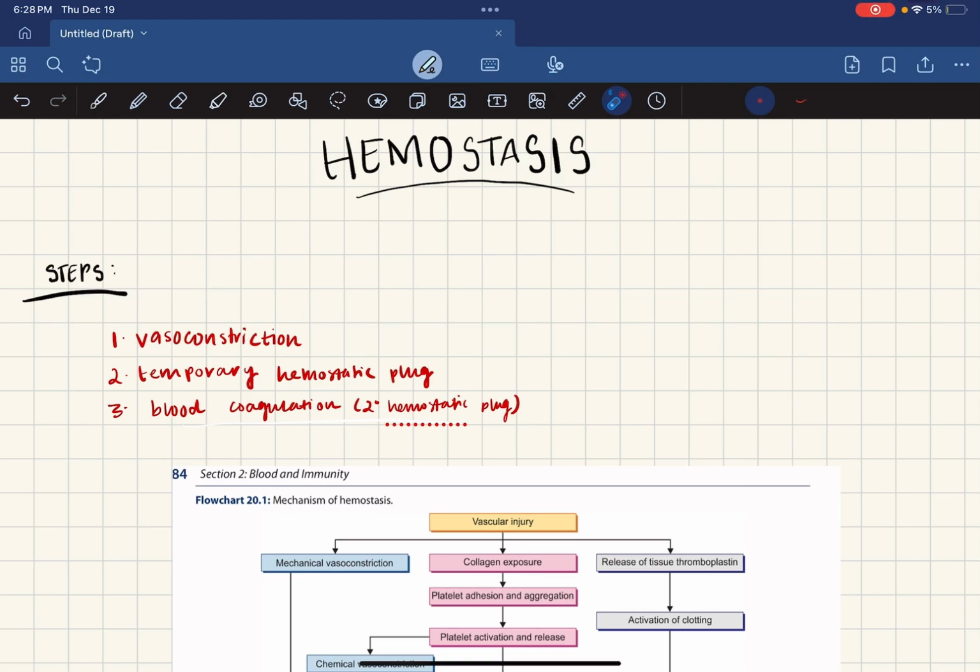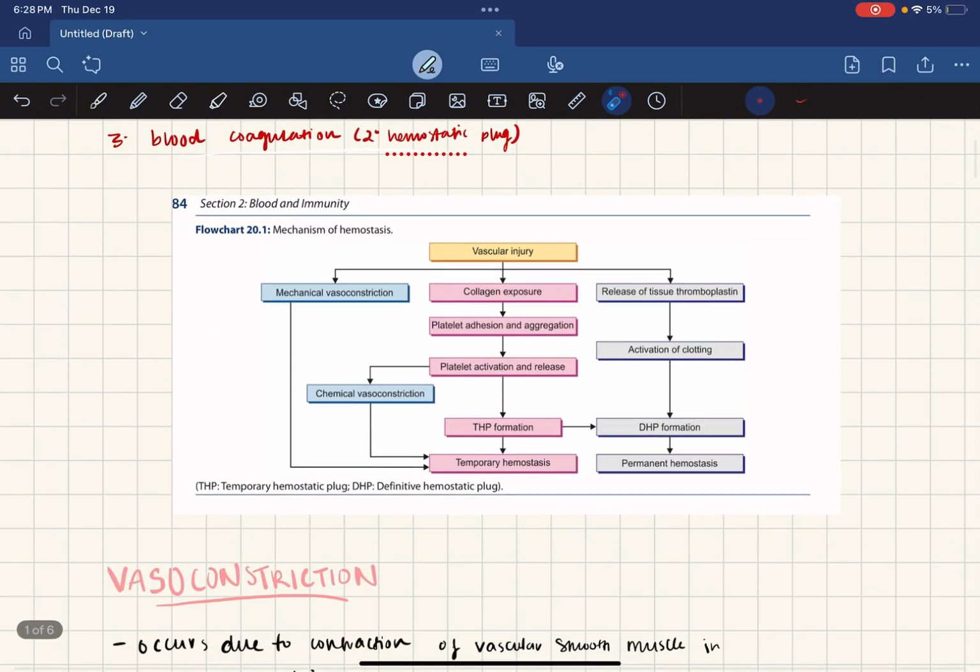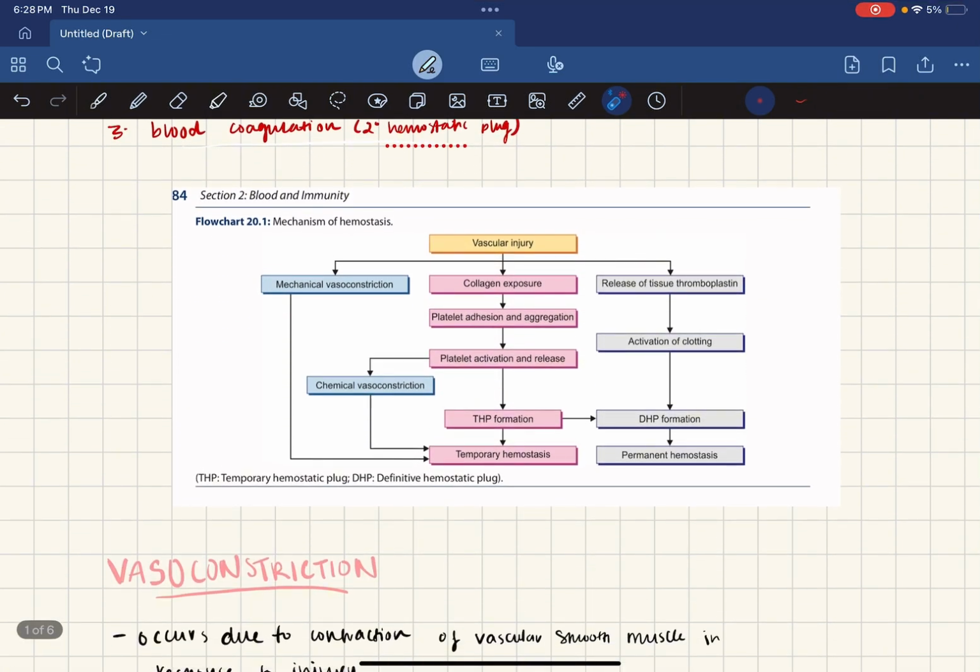So when we're coming to hemostasis, it can be divided into three different steps, that is vasoconstriction, then temporary hemostatic plug formation, along with that blood coagulation, and finally the secondary hemostatic plug formation. So if we're looking at the mechanism of hemostasis, it all starts with the vascular injury. The endothelium is always trying to maintain its integrity, and whenever there's a vascular injury, these three steps will be initiated.